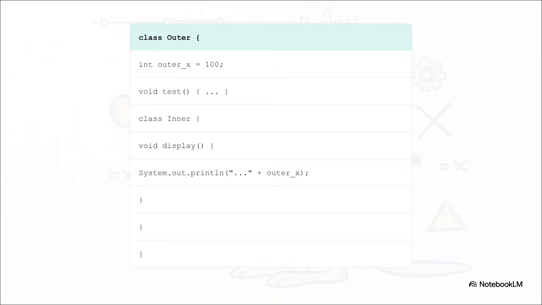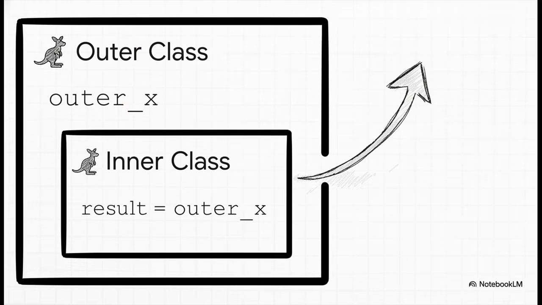Here's our outer class, that's our kangaroo, and you can see defined right inside it is our inner class, the Joey. Notice the outer class has this variable called outer x. Now zero in on that inner class. See how its display method just uses outer x? Just like that. No special getters, no passing it in as a parameter. The Joey just reaches out and uses the kangaroo's variable like it's its own.